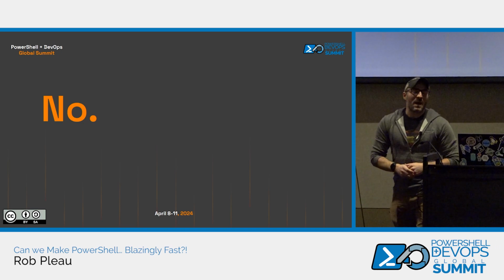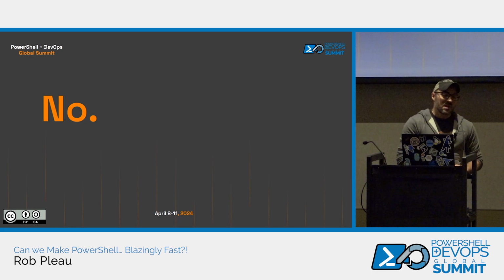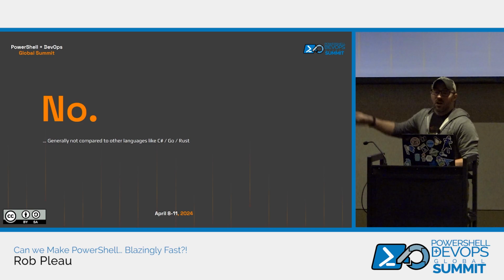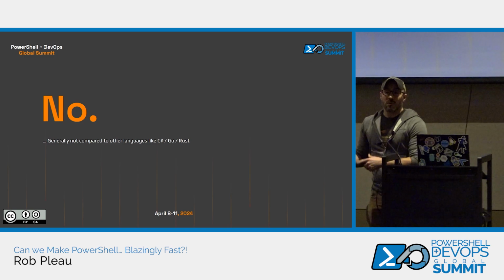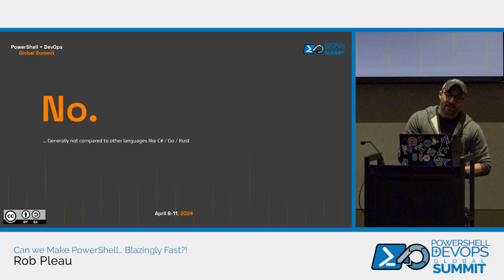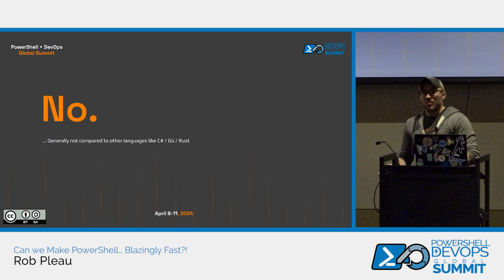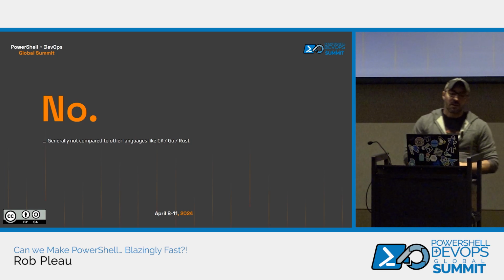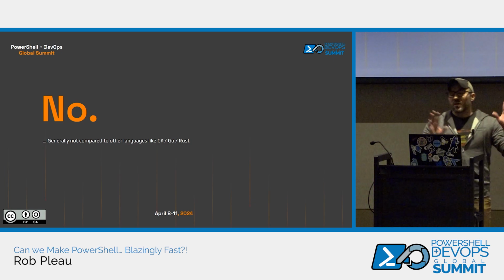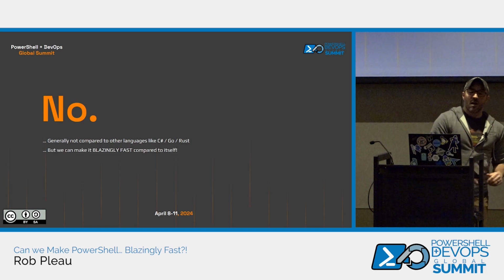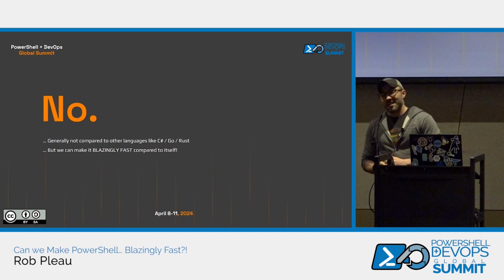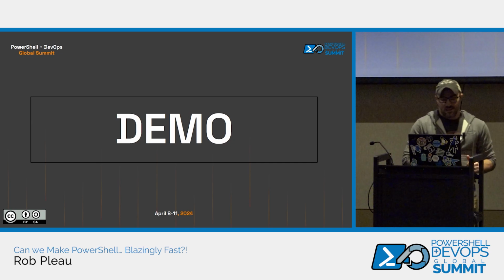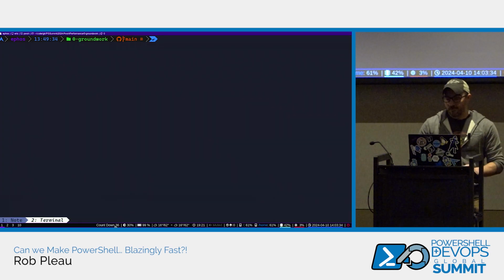We can't. PowerShell is an interpreted scripting language. If you need raw speed and performance, you probably should use something like C# if you want to stay in the .NET ecosystem, or Go or Rust if you're willing to go outside of .NET. If we compare PowerShell to a compiled language, especially one that gets compiled down to machine code, PowerShell will likely almost never win, so just keep that in mind. But we can make it blazingly fast compared to itself. So we're going to look mostly at optimizations we can make to improve it. And with that, we'll go to the demo.